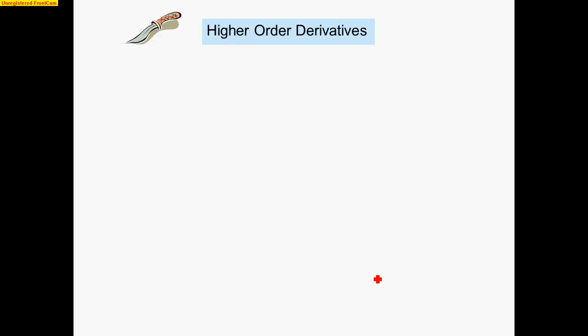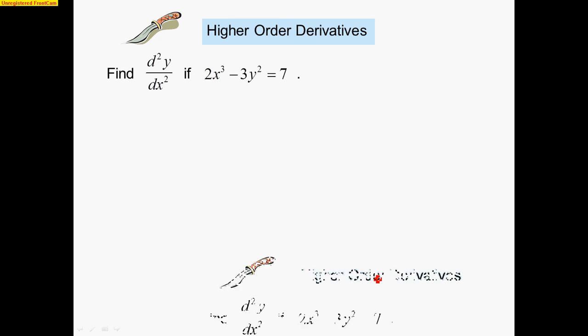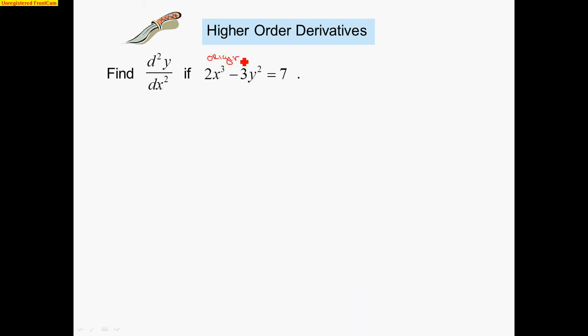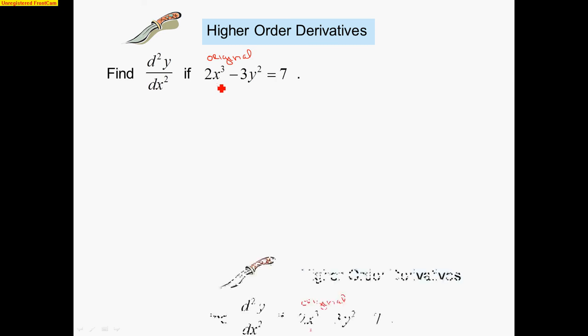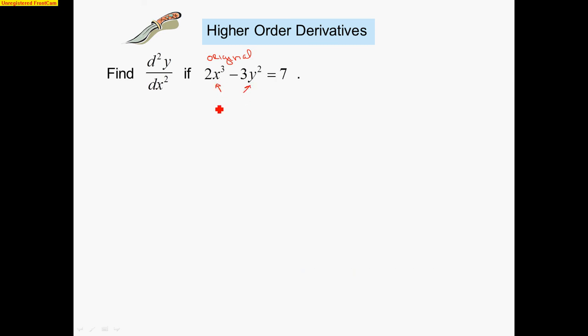This is a bit of a dagger. Higher order derivatives are not a really big deal in explicit differentiation. But in implicit differentiation, this is a bit of a dagger. Sorry. So, find the second derivative if the original curve is 2x cubed minus 3y squared is equal to 7. Notice again, x's and y's are mixed up together.